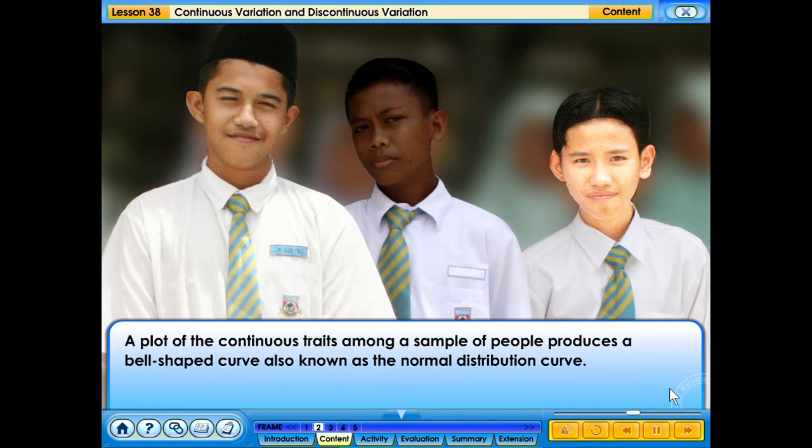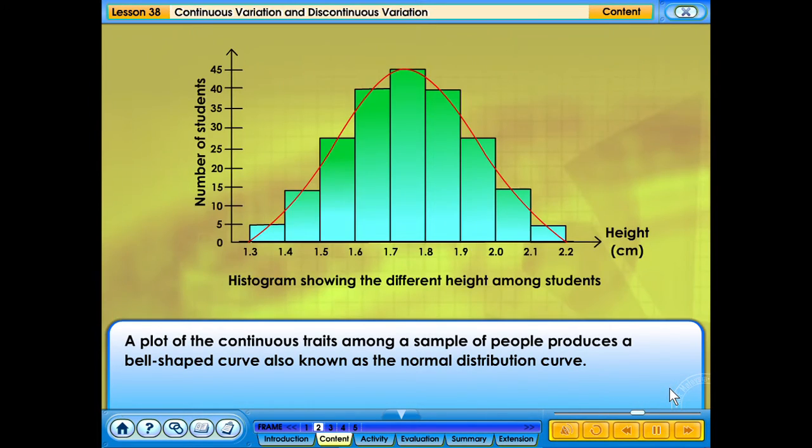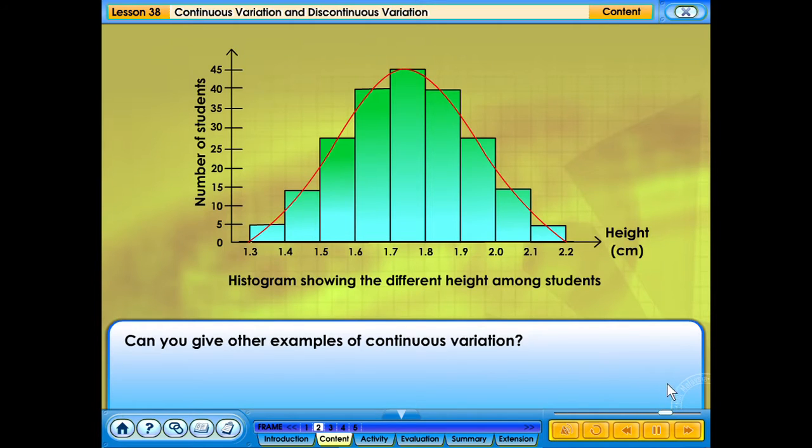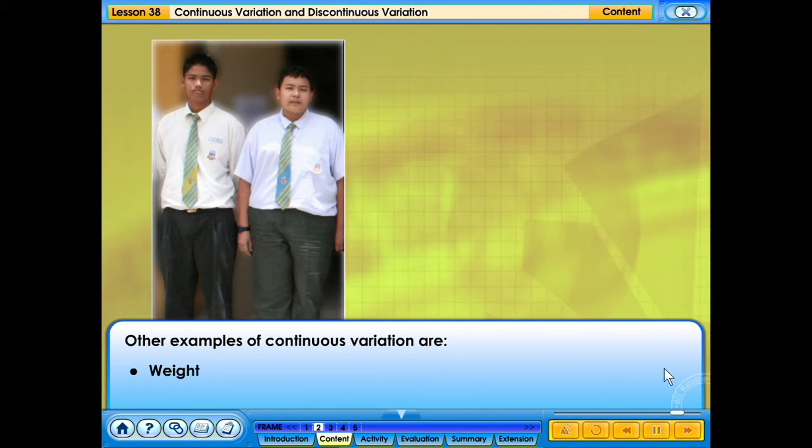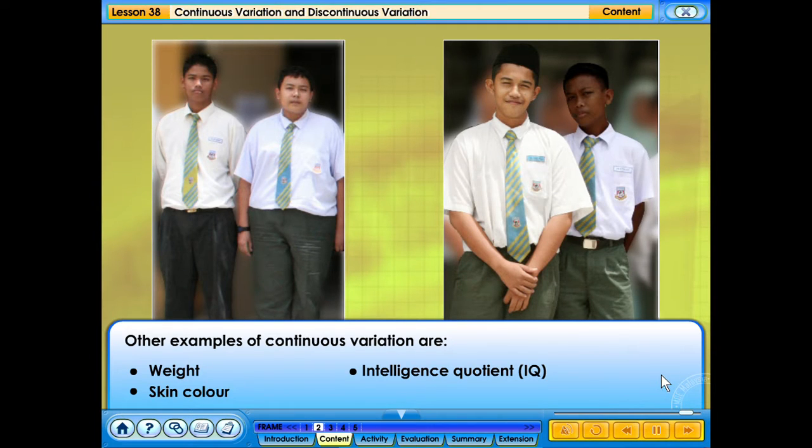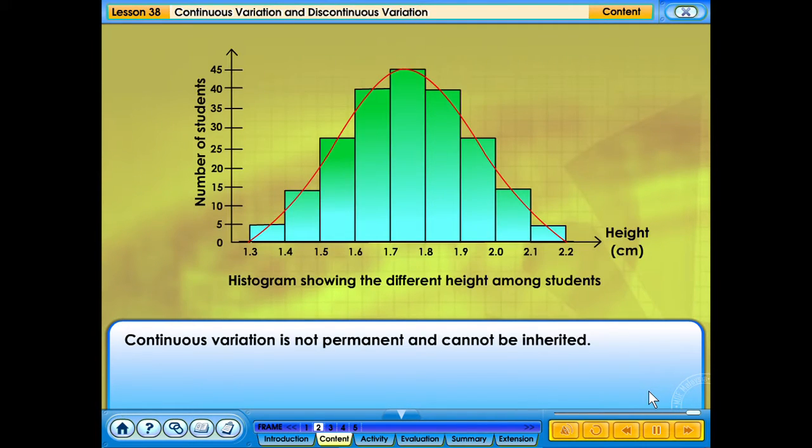A plot of the continuous traits among a sample of people produces a bell-shaped curve, also known as the normal distribution curve. Can you give other examples of continuous variation? Other examples of continuous variation are weight, skin color, and intelligence quotient (IQ). Continuous variation is not permanent and cannot be inherited.